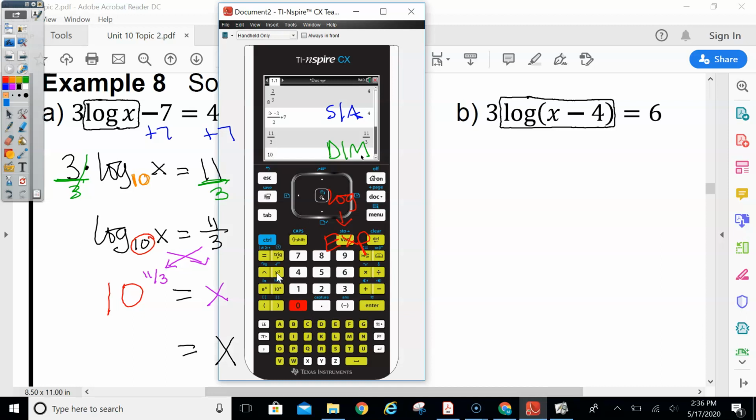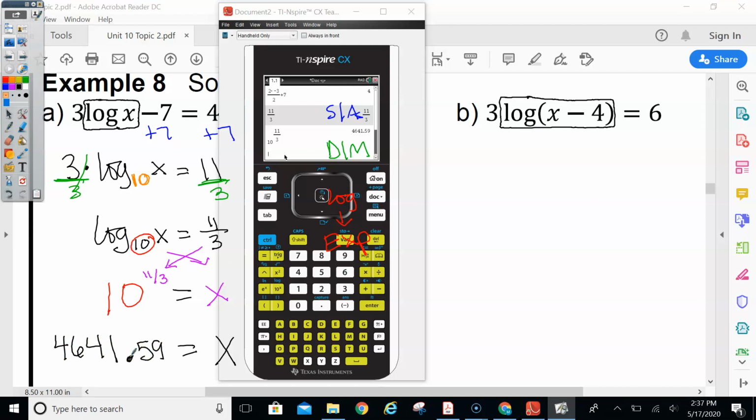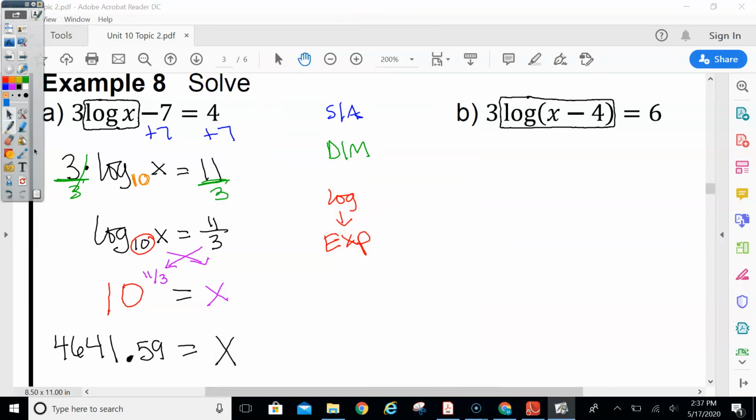So 10 to the 11 divided by 3. And you can actually use this button for the 10, base 10, but I just type it in. Okay, so we get here 4,641 and 59. So we don't have to round this time because it's a terminating decimal. We round to 3 decimal places if necessary.